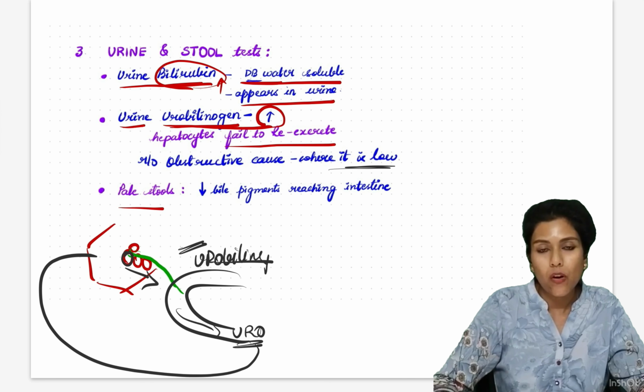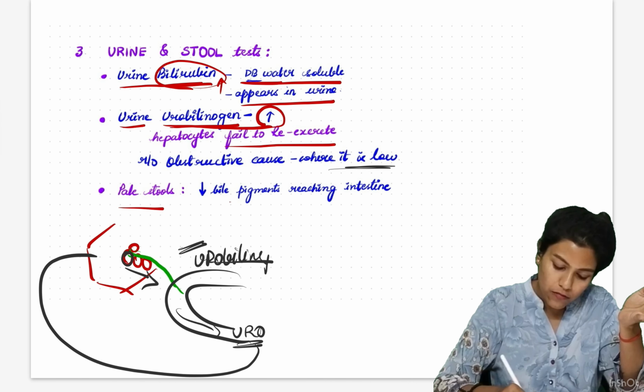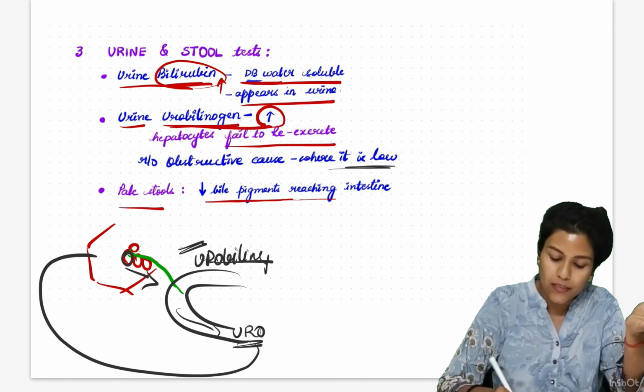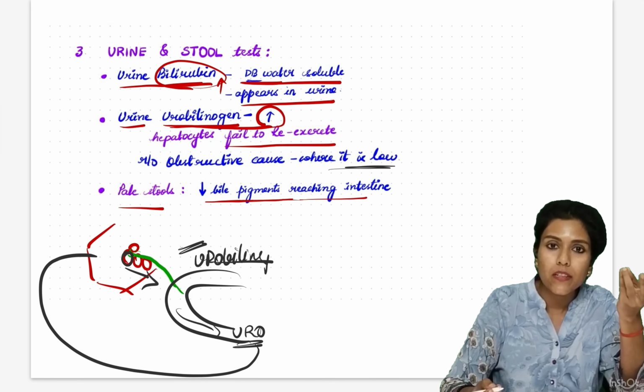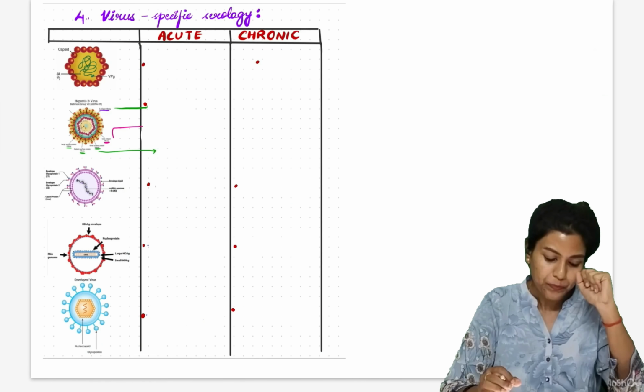Pale stools, because the stercobilinogen is not formed, and so the bile pigments reaching the intestine decrease. Pale stools, clay-colored stools. This is about the urine and the stool examination.